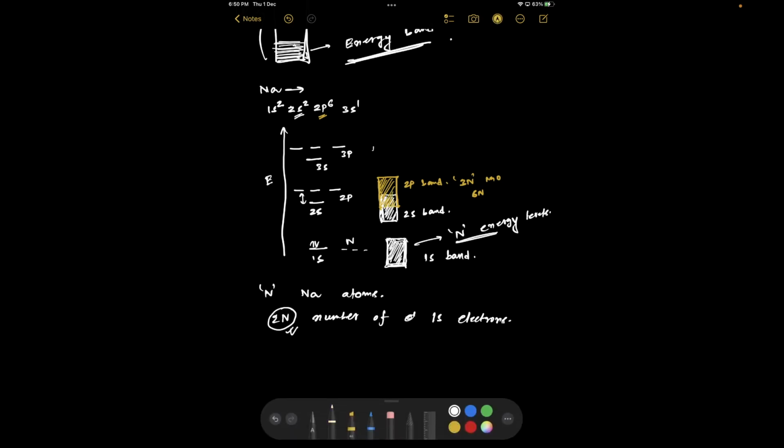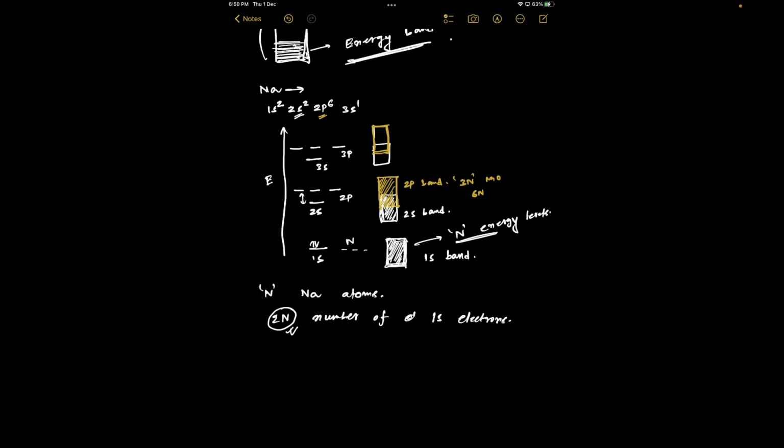Similarly, 3s and 3p bands will also form. But again they will overlap because the 2s and 2p energy gap is small. That's why the 3s and 3p energy level gap is still small. So that's why the 3s band and the 3p band will overlap with each other. And again, there is 1 electron in the 3s orbital. Okay, this is interesting. So this is 1 electron in the 3s orbital.